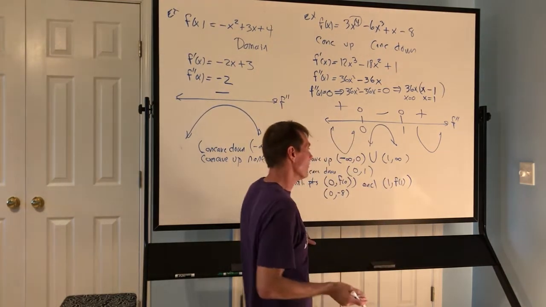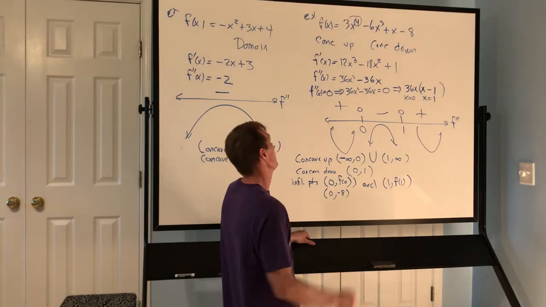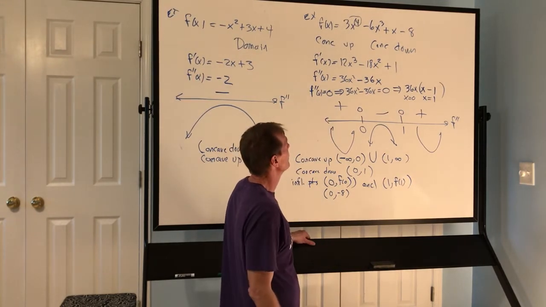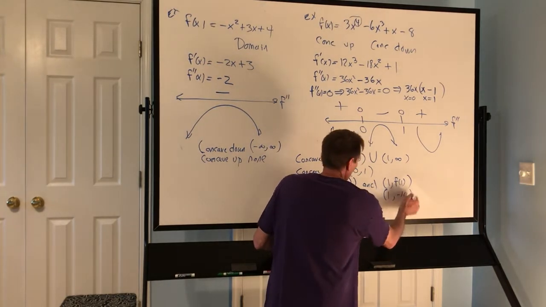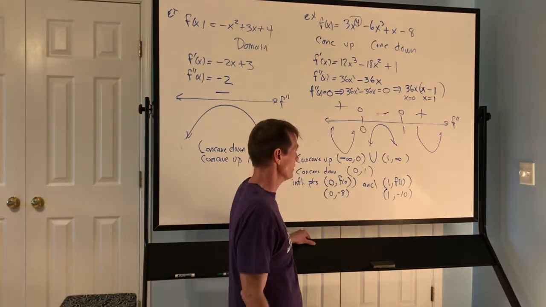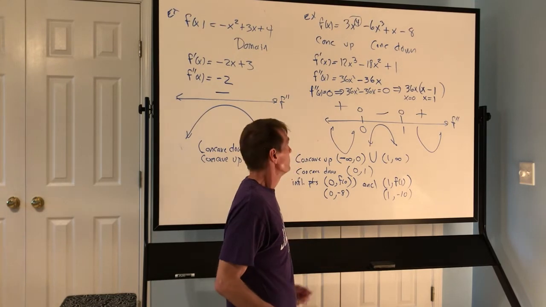f of 1 is my other inflection point. And again, 1's not so bad. You could plug it up there. 3 minus 6, negative 3, negative 2, negative 10, if I did it right. So there would be my other inflection point.